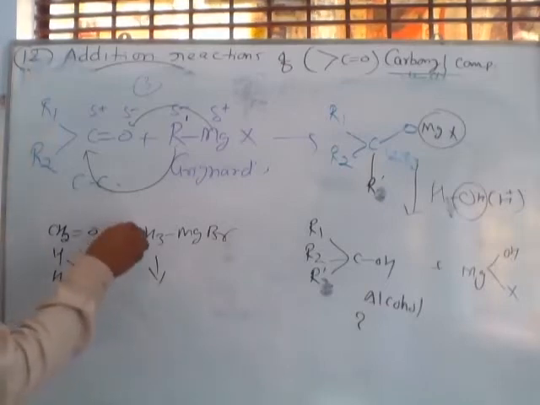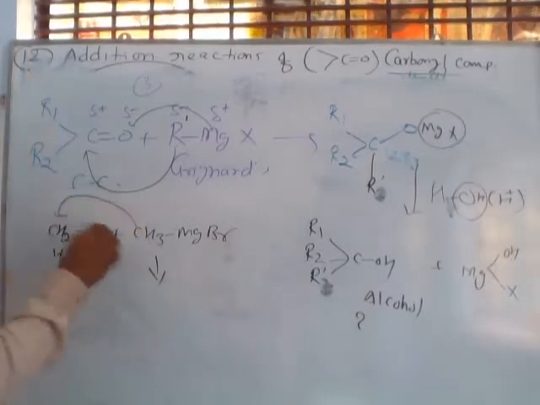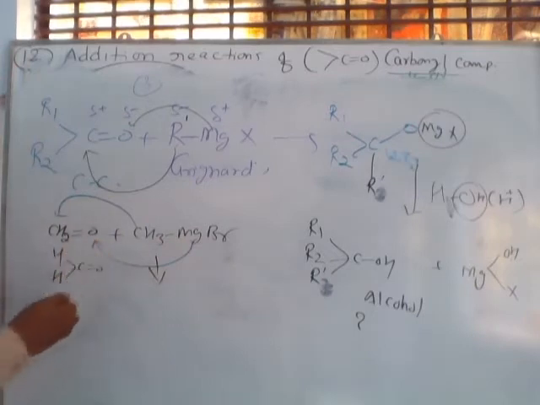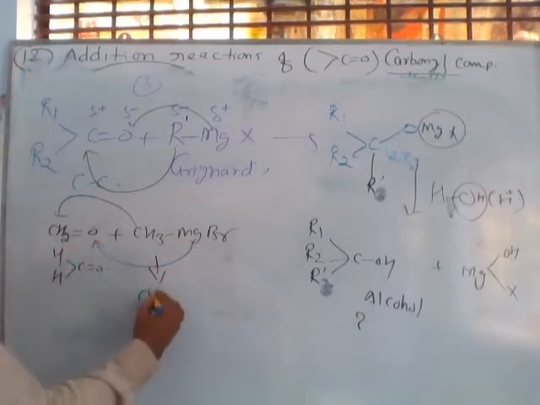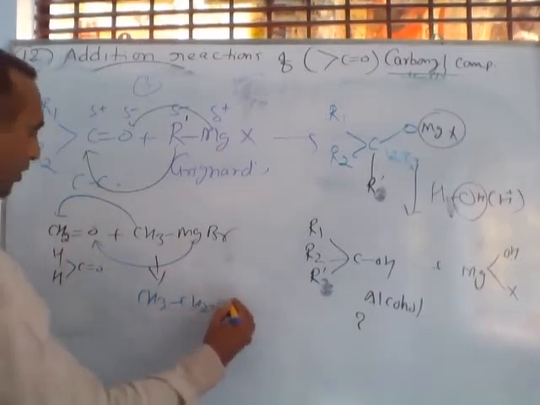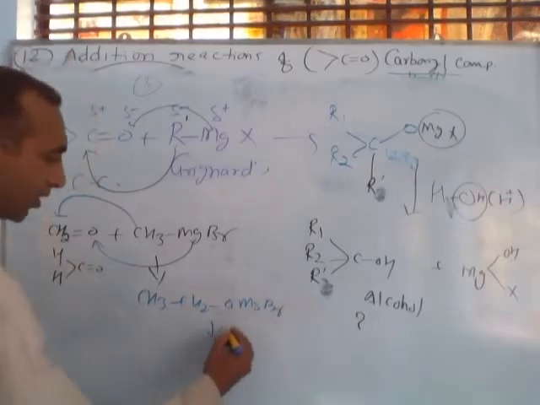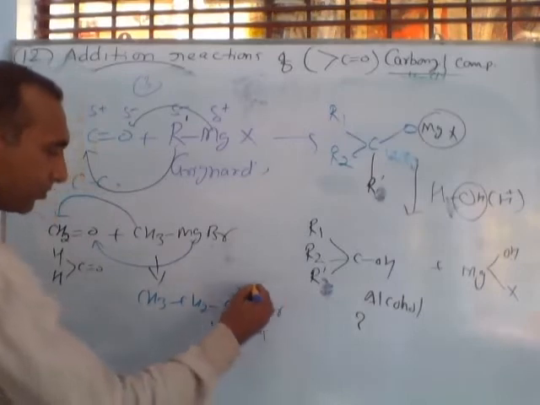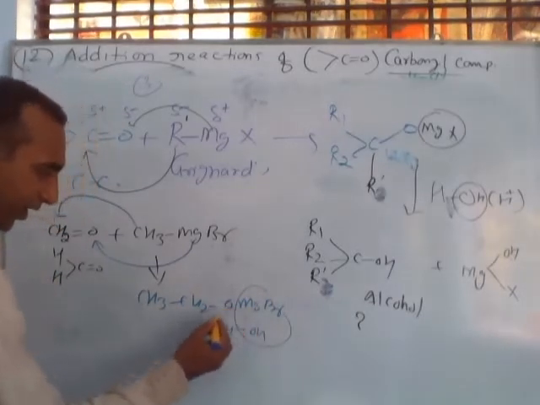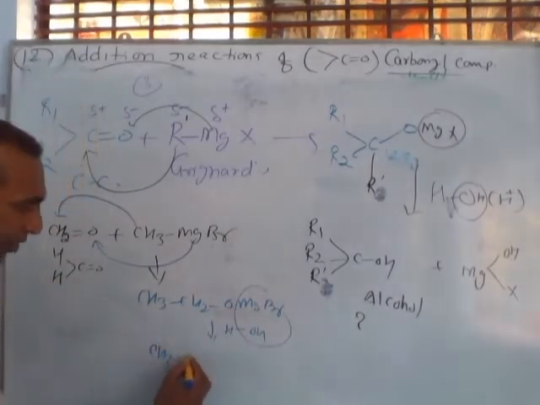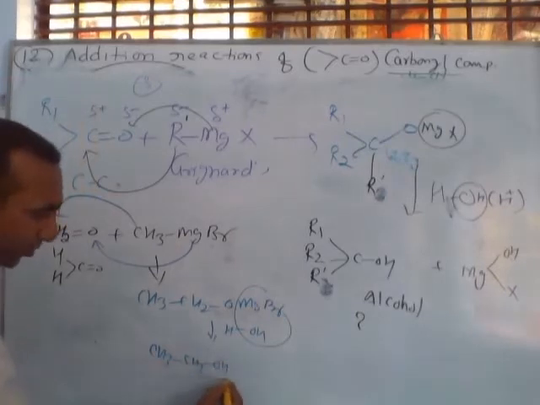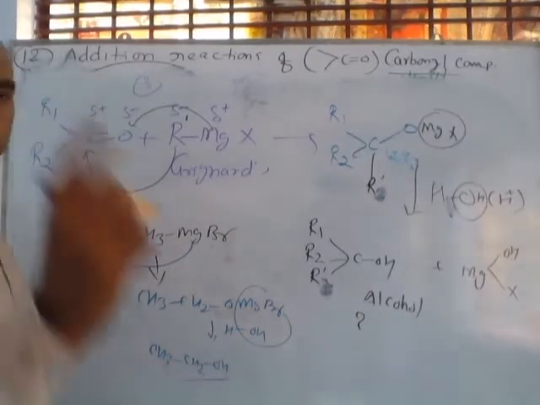Simple. This carbon CH3 shifts here, and this joins here, and you can write here CH3CH2OMgBr, and on hydrolysis it will give this type, and this hydrogen joins here, the product will be CH3CH2OH alcohol. This is alcohol and this is primary alcohol.